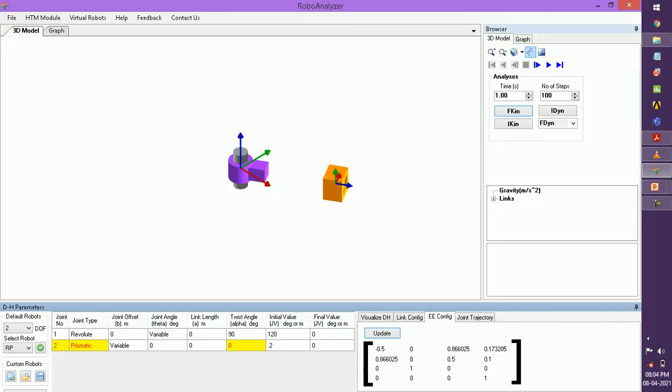So actually this is the RoboAnalyzer software. Over here, I already ran the simulation. I am just telling you what you can do with this software. There are different degree of freedom configurations available. The question which we took is a 2 degree of freedom, and the relationship is revolute and prismatic.